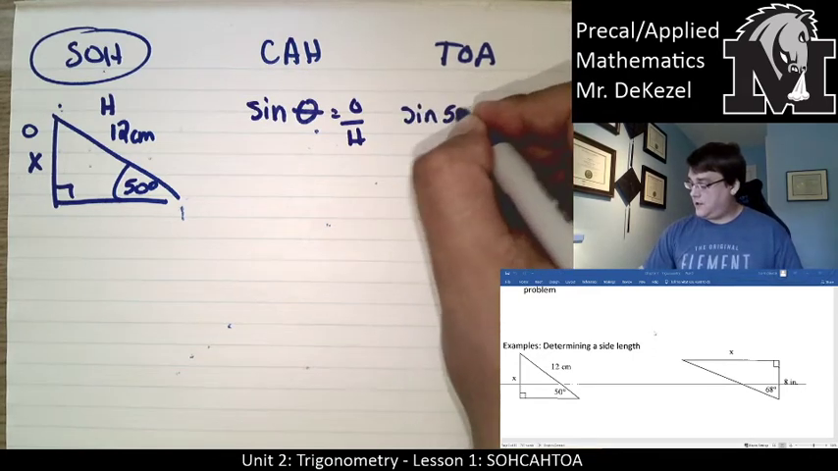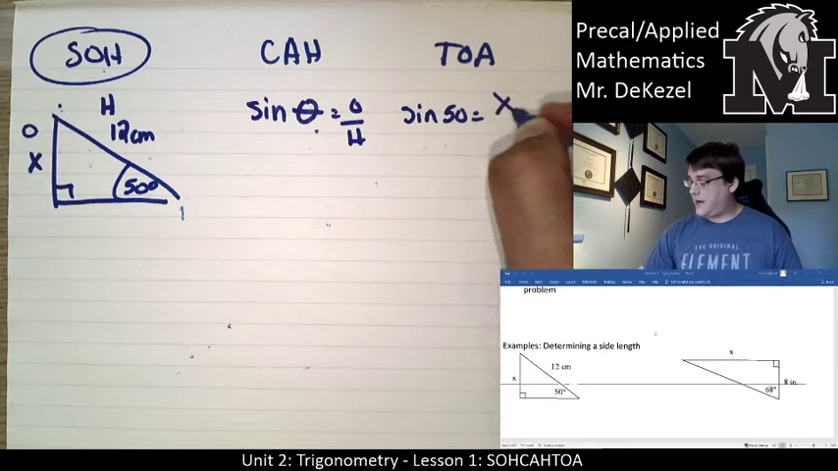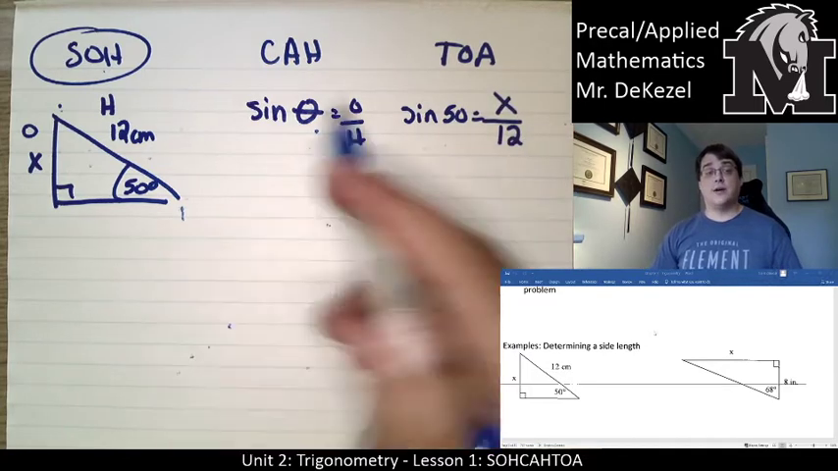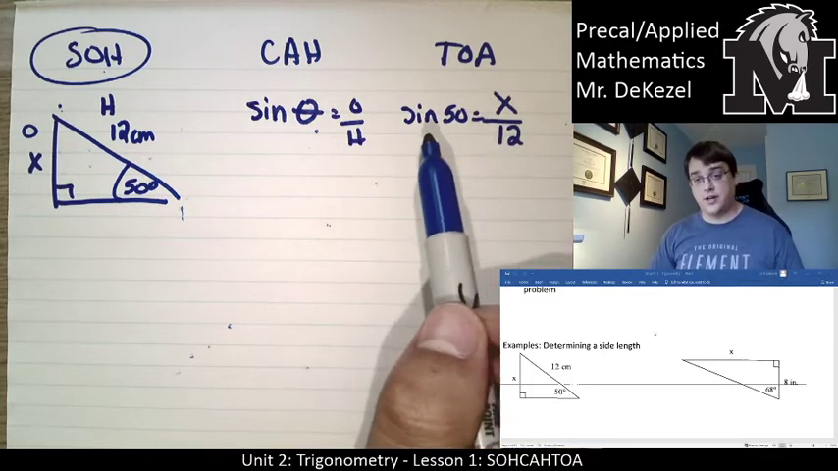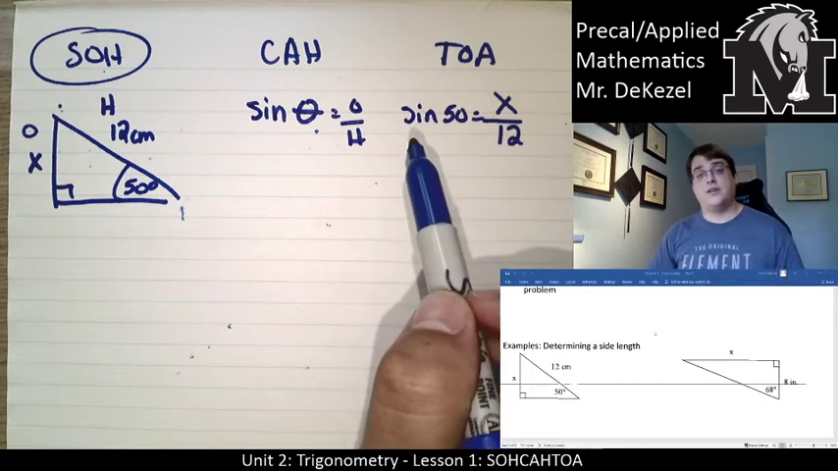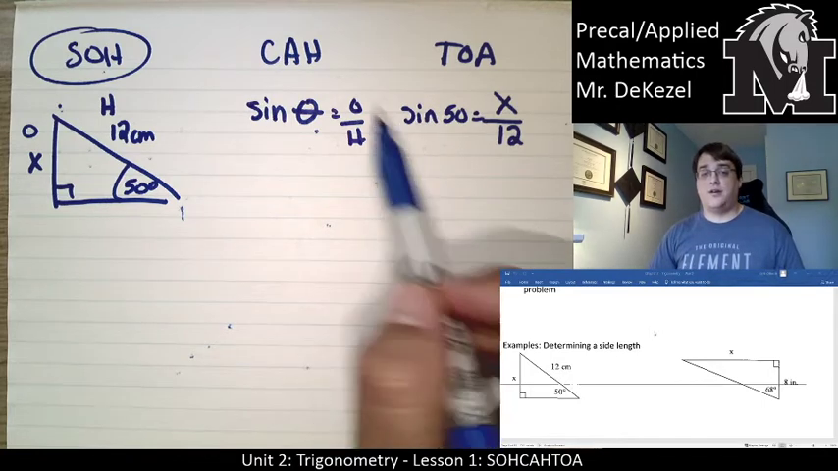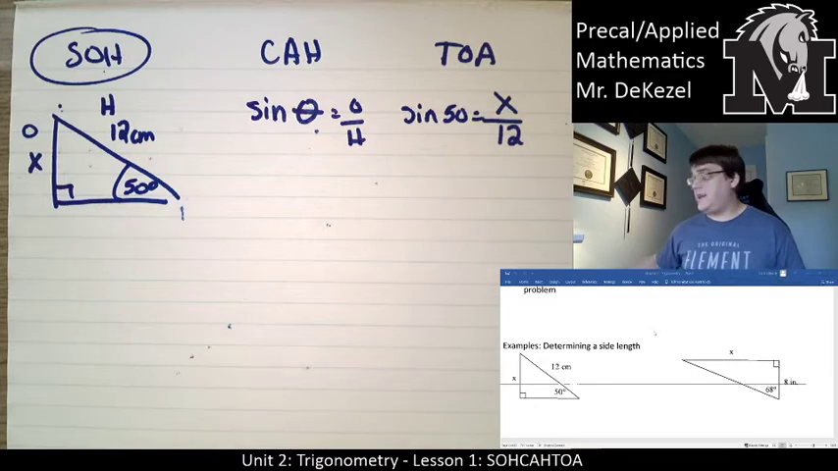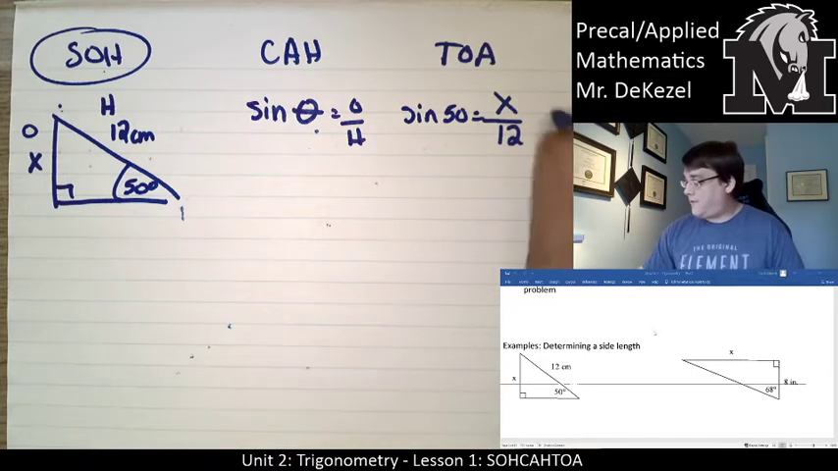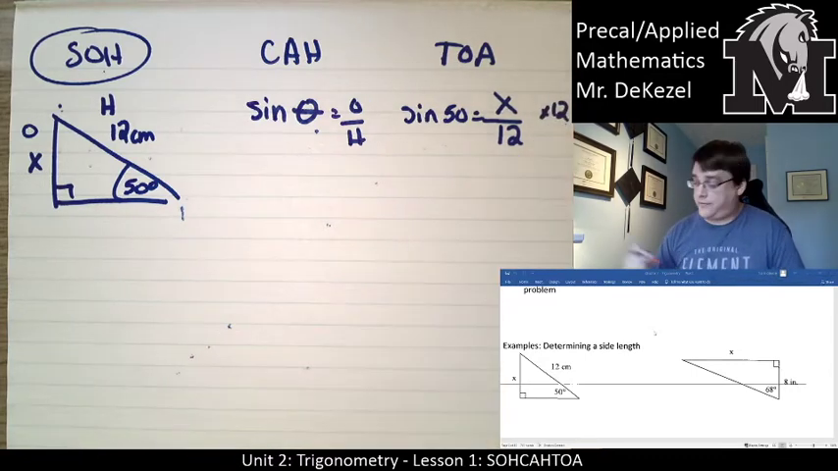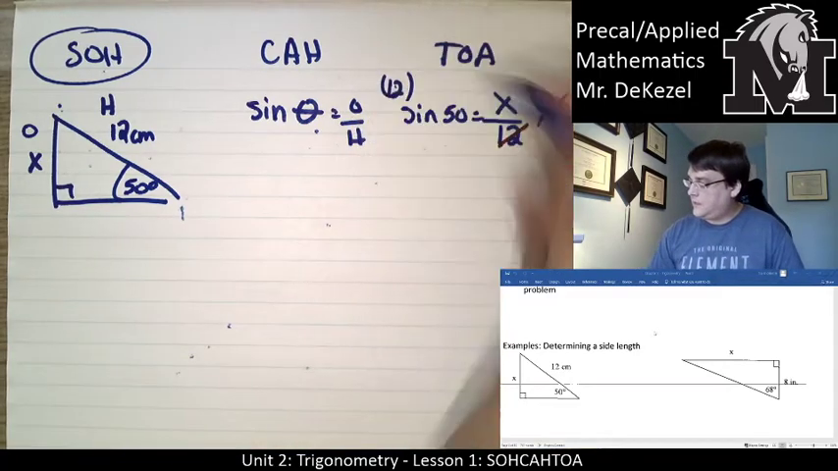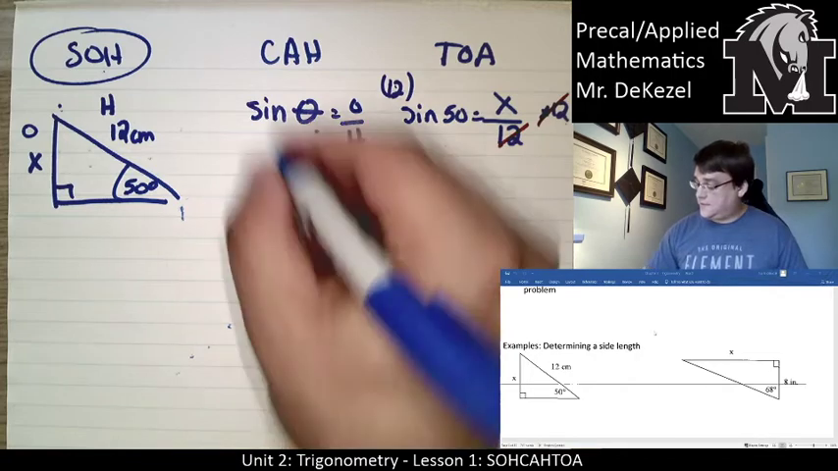Sine of 50 is equal to x over 12. So x is the opposite side that I want to know. So I need to rearrange this to get the 12 on the other side and the x all by itself. If I multiply both sides by 12, then they cancel out over here, and it's added to that side. It gives me something like this.